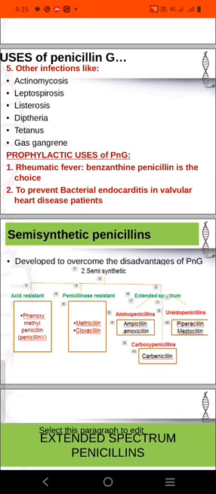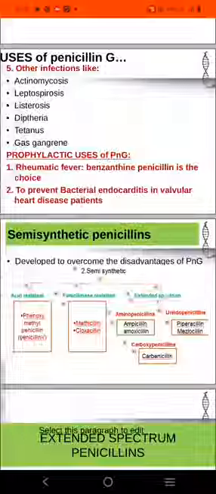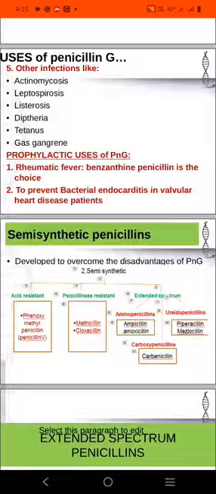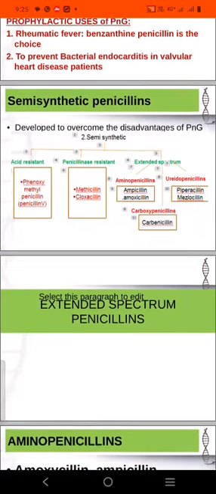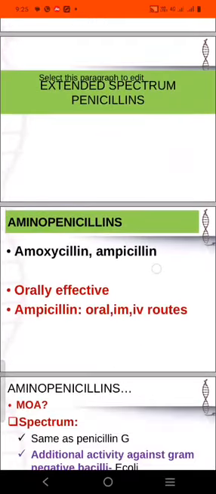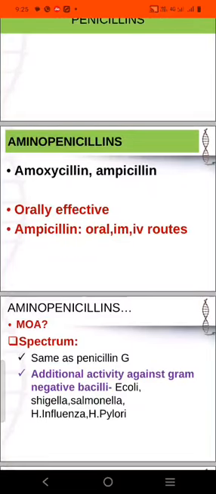Then penicillinase resistant penicillins, carboxypenicillin, cloxacillin, they will bind with the penicillin binding protein and inactivate the beta-lactamase enzymes. So if you are giving it alone, it will not produce any action. So we have to give it along with other drugs in staphylococcal infections. Okay, then extended spectrum penicillins, we are going to see about ampicillin and amoxicillin.